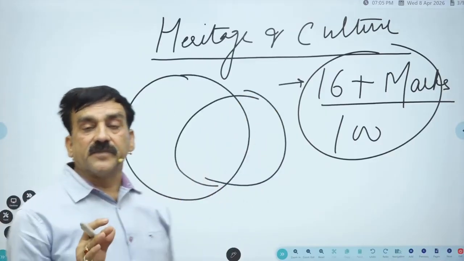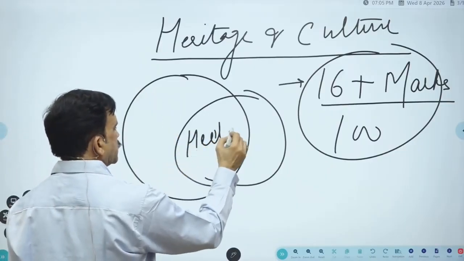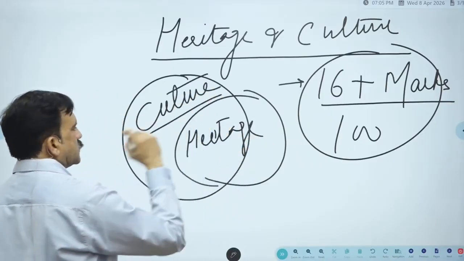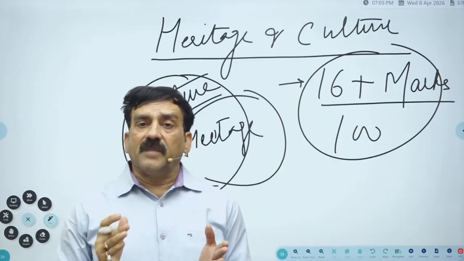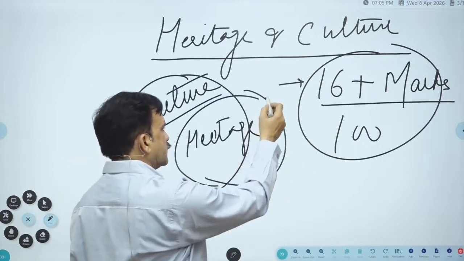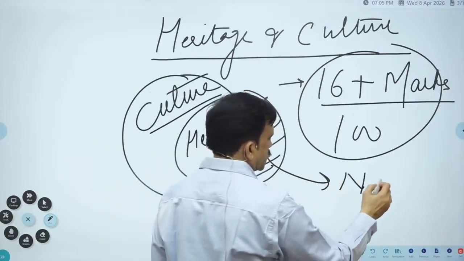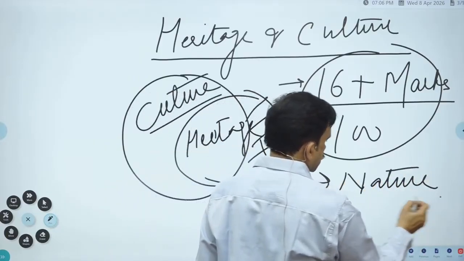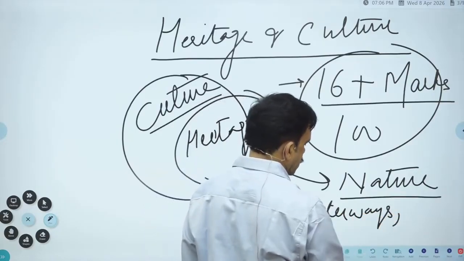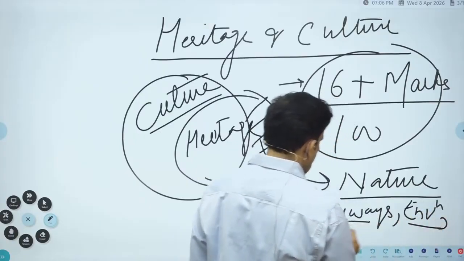So first keep in your mind, almost elements of heritage are lying inside the culture, except few exceptions. This is exception. Like waterways, environment, landscape.